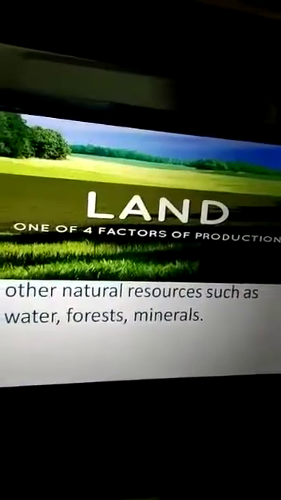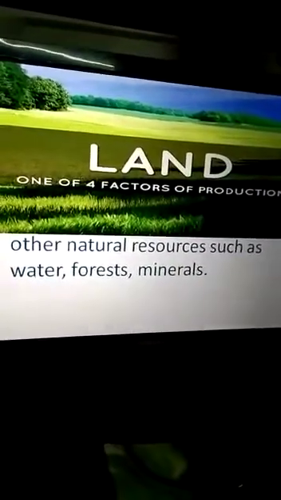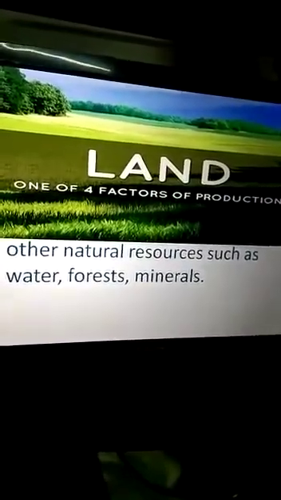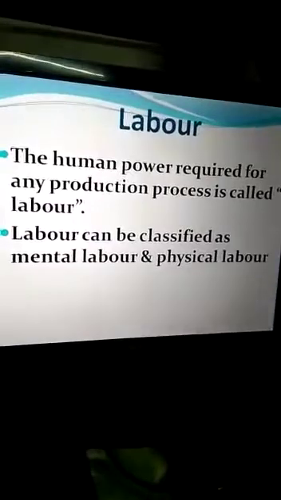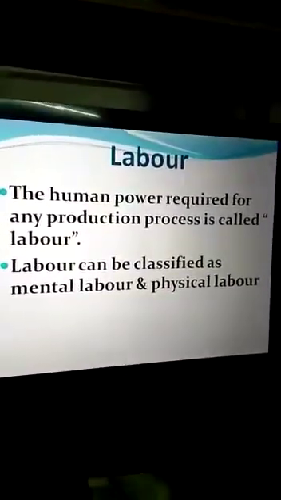Land is one of the four factors of production. Other natural resources such as water, forest, minerals are also required with land. Labor, the human power required for any production process, is called labor.